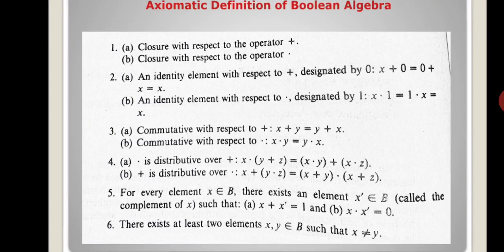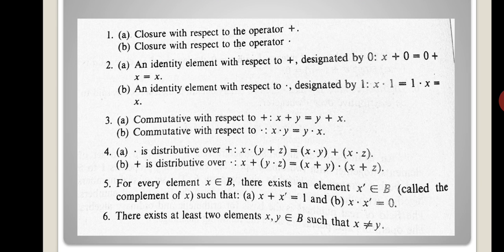There are some postulates which you can see on the screen. The first one is the closure with respect to the operator plus. This is one of the postulates which you have to remember. These things are required when you go for theorems, or to get the solution of the theorems which we are going to see in the upcoming slides. The second postulate is closure with respect to the operator dot. Mainly we are dealing with the plus operator and the dot operator, based on the problems which we are going to take.